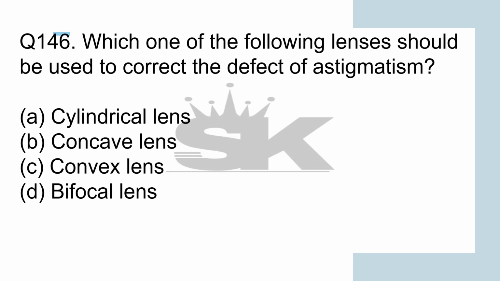Which one of the following lenses should be used to correct the defect of astigmatism? Here the answer is cylindrical lenses. Astigmatism requires an additional cylinder lens power to correct the difference between the power of the two principal meridians of the eye.